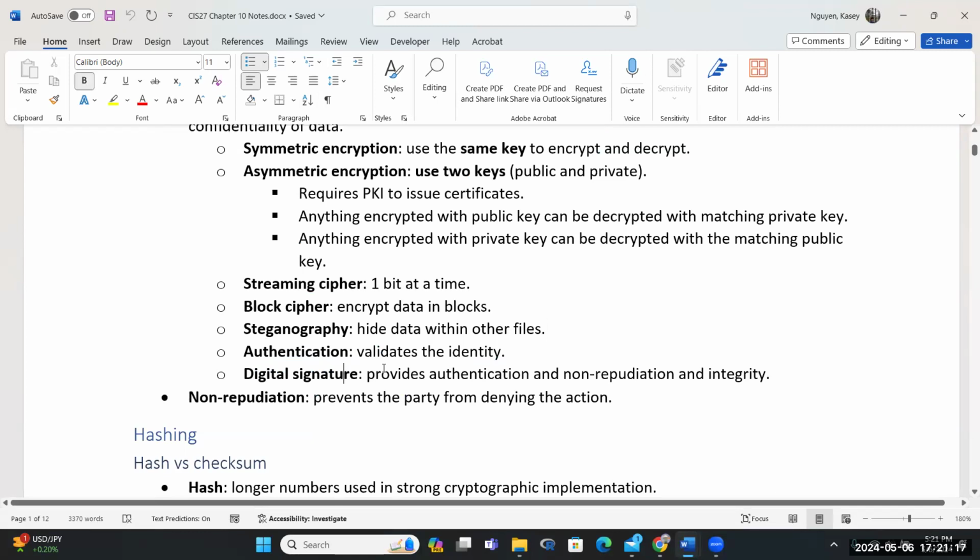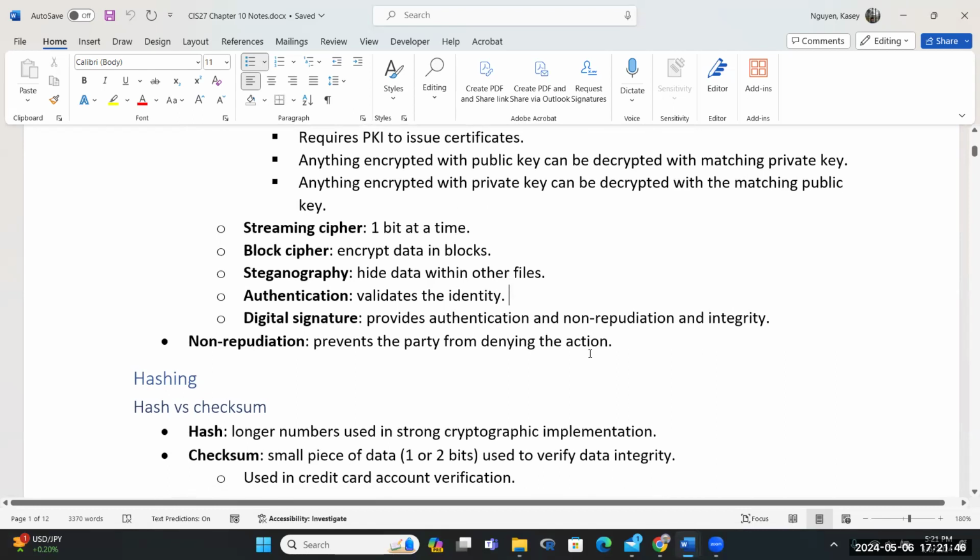So I want to clarify the difference between digital signature and also encryption, because I think a lot of people tend to mix it up. We already know authentication means that it validates your identity, right? Like when you type in username and your password, that's an authentication process. Because you're issuing the password, it validates who you are as a user identity, okay?